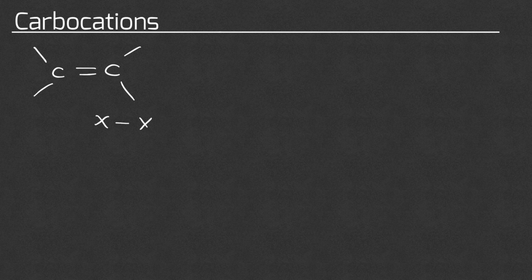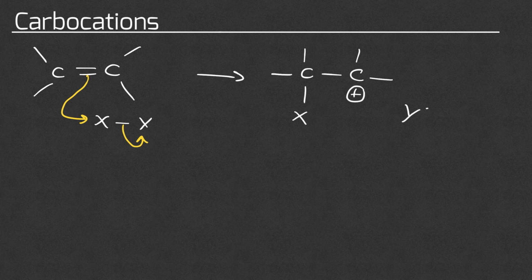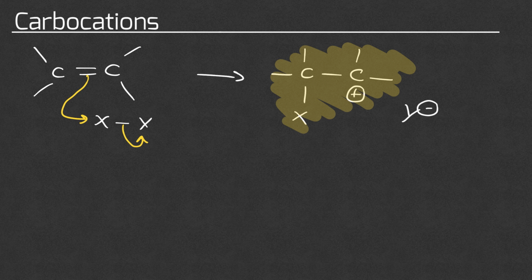So to recap the mechanism we've just covered, the double bond attacks one of the atoms in the electrophile, causing the electrophile to split apart, giving us 2 products, the carbocation and our negative ion. This entire molecule is the carbocation, not just the carbon here. Whatever is remaining can be referred to as the carbocation.